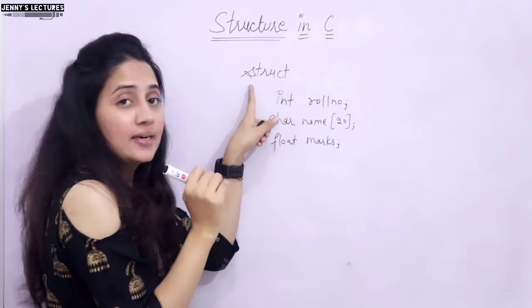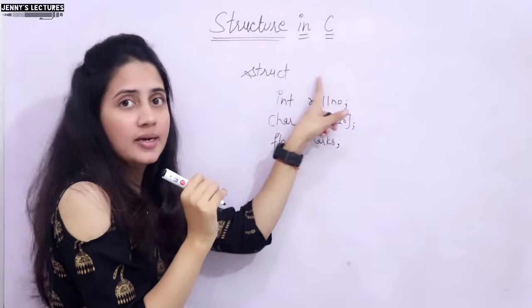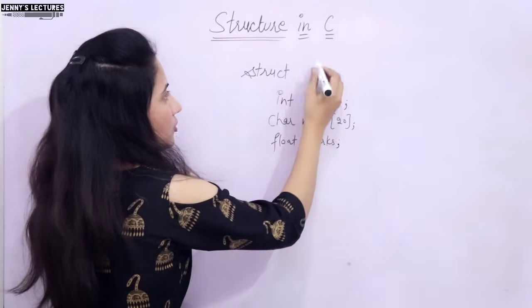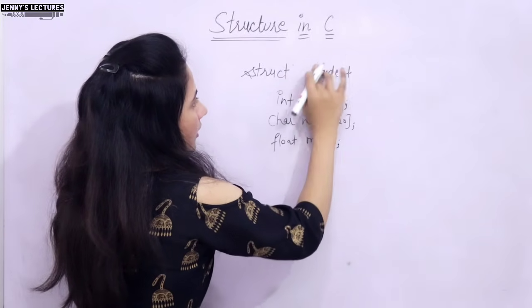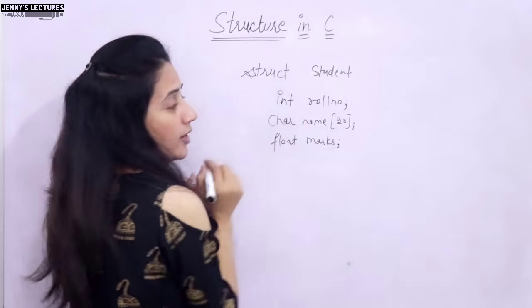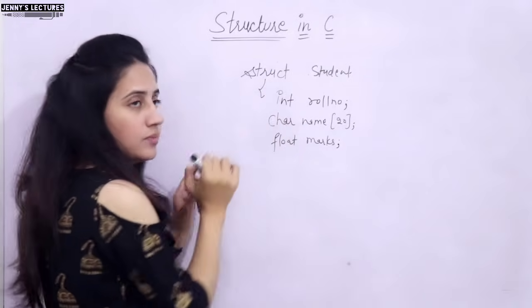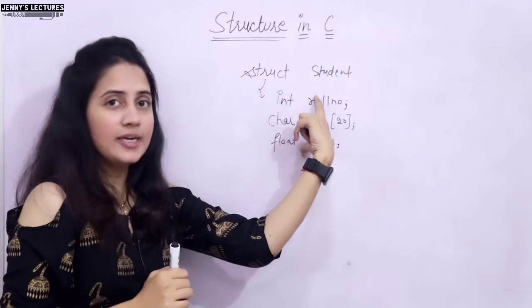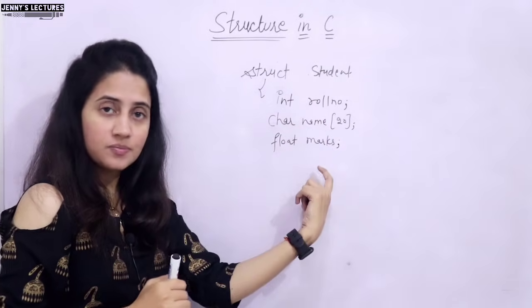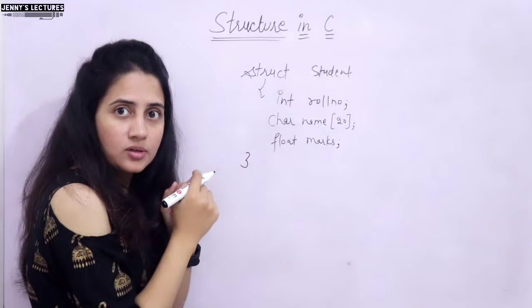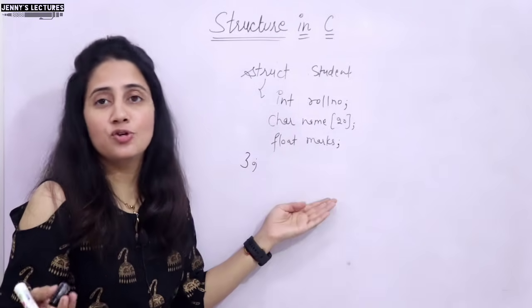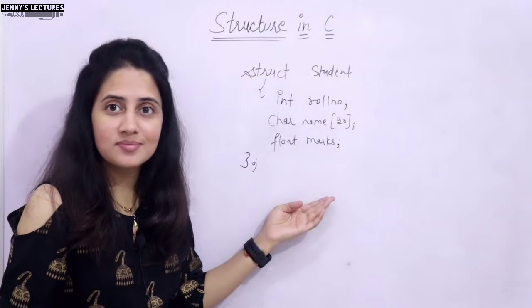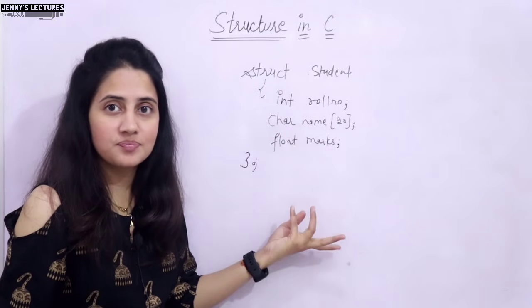struct as a keyword, then you will write the name of the structure. Suppose I am taking student here. Here I am taking the name of the structure as student. Then the curly braces, whatever variables you will take, write down those things, then close the curly braces and put a semicolon. This is the declaration of a structure, that's it. This is how you will declare a structure.